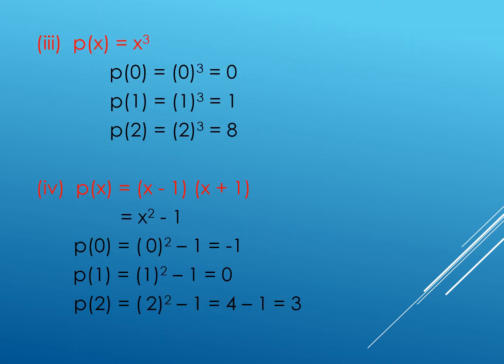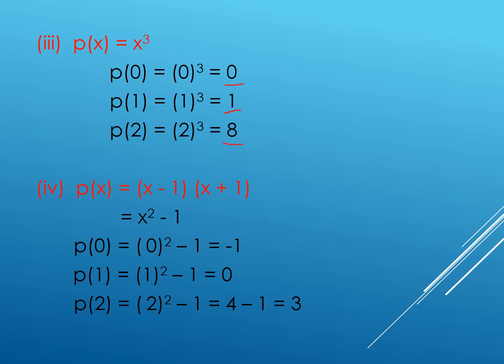Third part, p(x) is equal to x cube. Now here again, first we will find out p(0). We will put the value of the variable x as 0. It will be 0 cube and the final answer is 0. That means p(0) is equal to 0. Now p(1). p(1) means we will put the value of the variable as 1. So 1 cube is equal to 1. Therefore p(1) is equal to 1. Now p(2). We will put the value of the variable x as 2. So it will be 2 cube and 2 cube is 8. So p(2) is equal to 8.